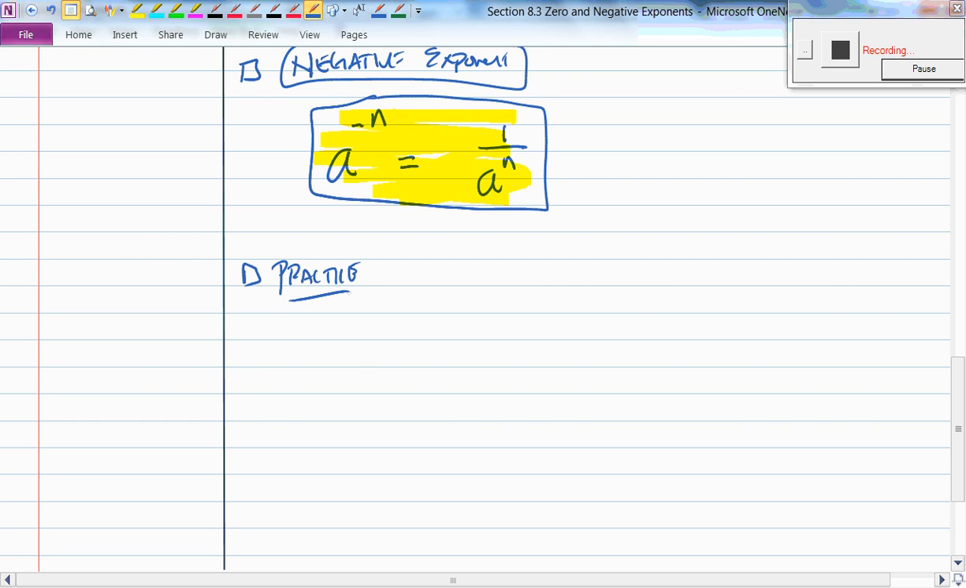Okay, I got a couple of problems here for you. Let's do A. Let's do 2 to the negative 3. What's the base in this problem here? Anybody, yell it out. 2. What's the exponent? Negative 3. Is my exponent positive or negative? My exponent is negative. So according to the rule, I take 1 over 2 to the positive 3, which of course is 1 over 8.